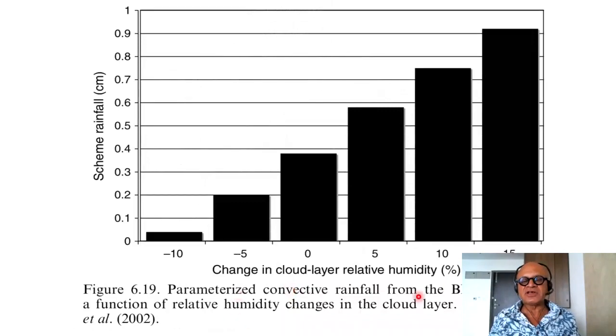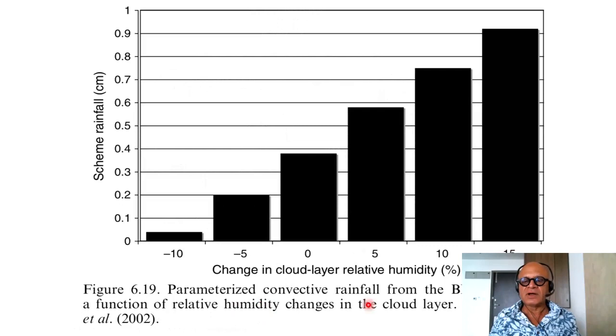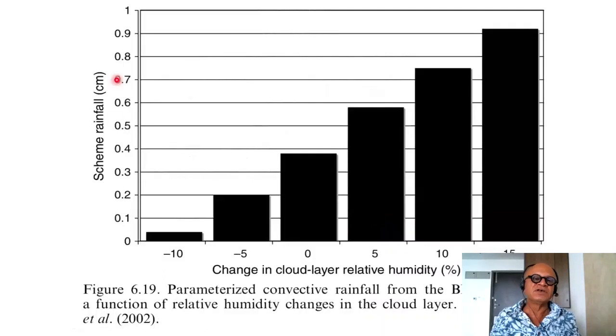And this is the parameterized convective rainfall from the Betts-Miller, the modified Betts-Miller scheme here, as a function of relative humidity changes in the cloud layers. So how to convert the convection itself into precipitation requires certain assumptions as well. So the scheme of rainfall in centimeters, change in cloud layer relative humidity. So you can see how dramatically the rainfall amounts change.